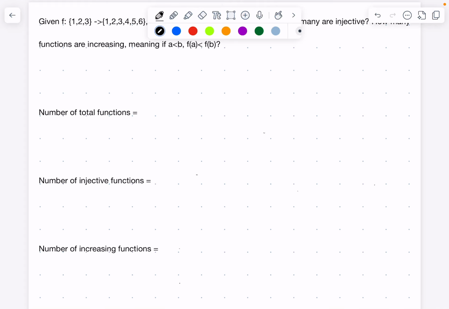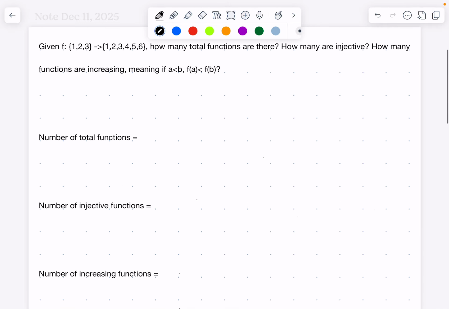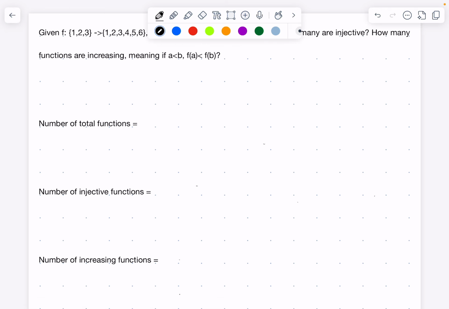Hi everyone. For my review question, I went to Module 4, Combinatorial Proofs. I found the question here, which is: given the function f that maps the set {1, 2, 3} to the set {1, 2, 3, 4, 5, 6}, how many total functions are there? How many are injective? And how many functions are increasing, meaning that if a is less than b, then f(a) is less than f(b)? So tackling the first question, the number of total functions.